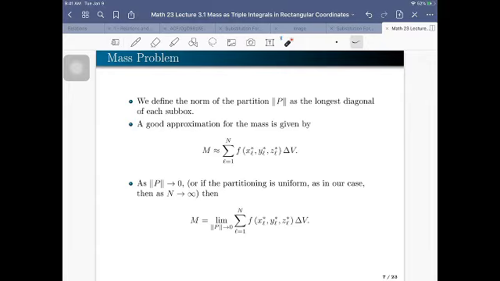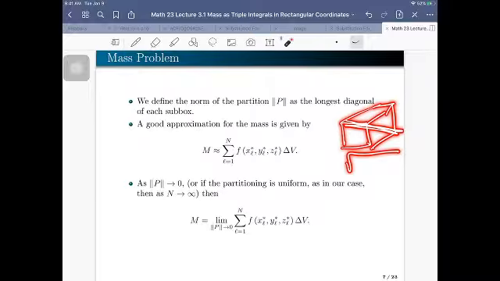We have a coarse approximation because the partitioning may not be as small as we want. So what we want is that the subboxes will have volumes that approach 0. Okay? We define the norm of the partition P as the longest diagonal of each subbox. So remember that when you have a subbox, what is its longest diagonal? The longest diagonal would be the square root of delta x squared plus delta y squared plus delta z squared, right? So if this goes to 0, then delta x and delta y and delta z also approach 0.